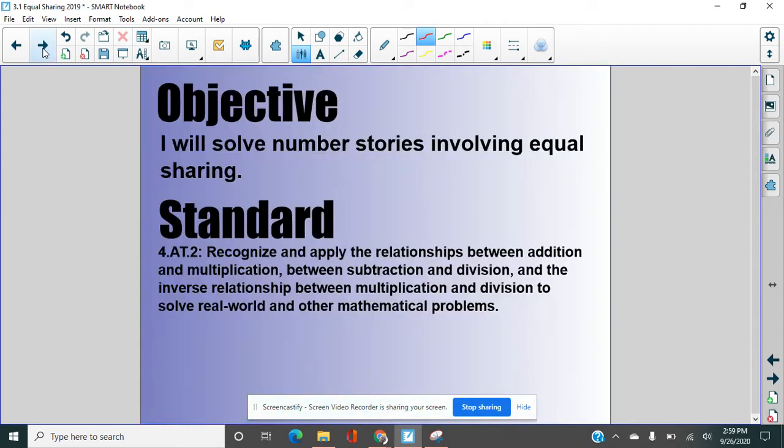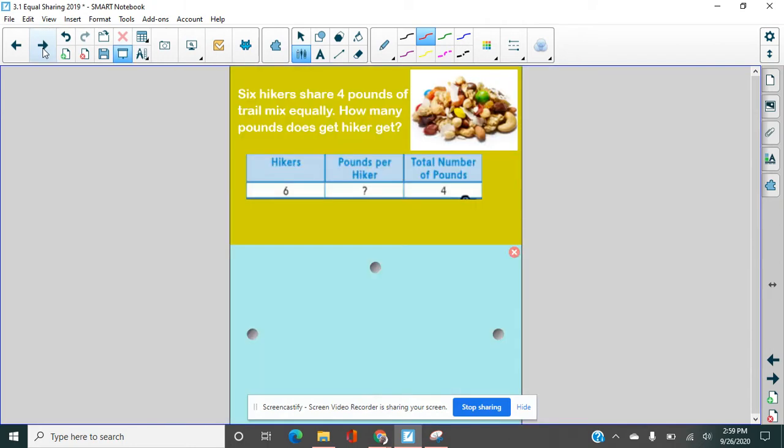All right, our goal today is to be able to solve some number stories involving equal sharing, right? So that's what's going to happen here. I'm going to demonstrate this problem, then we're going to actually get into your math journal a little bit early today. 6 hikers share 4 pounds of trail mix equally. How many pounds does each hiker get? What I'm going to suggest to you is that you think of this as pizzas, right? I know it says pounds of trail mix, but if you think of it as pizzas, you'll probably be in a little bit better shape. So 6 hikers share 4 pizzas equally.